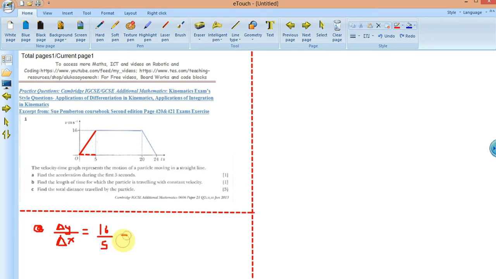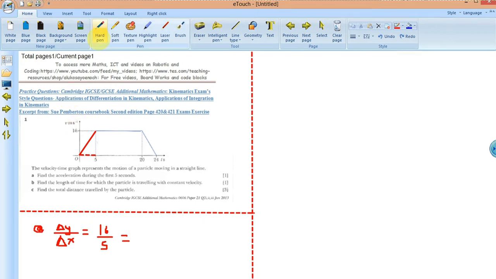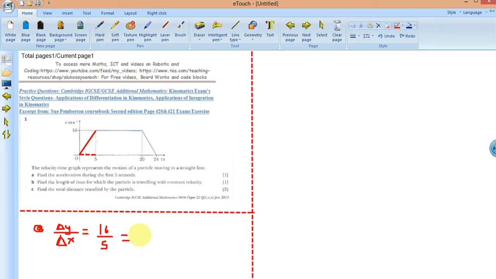So what is 16 over 5? Let me pick up my calculator. 16 divided by 5 equals 3.2. So the answer here is 3.2. This is acceleration. That will be 3.2 meters per second squared. So you can just write here for acceleration during the first 5 seconds. Let me just write it as a. a during the first 5 seconds is 3.2 meters per second squared.